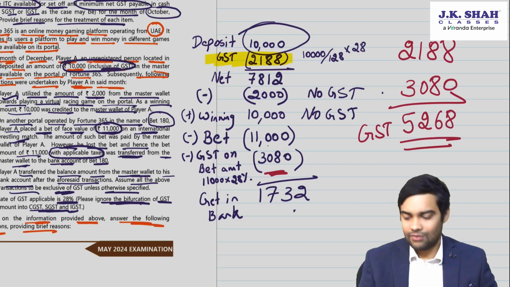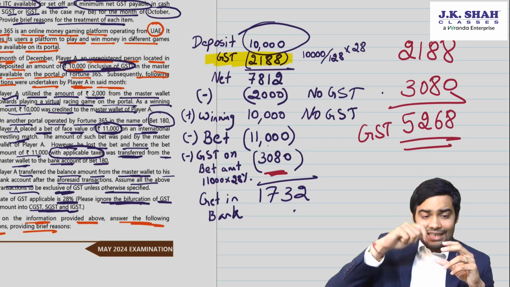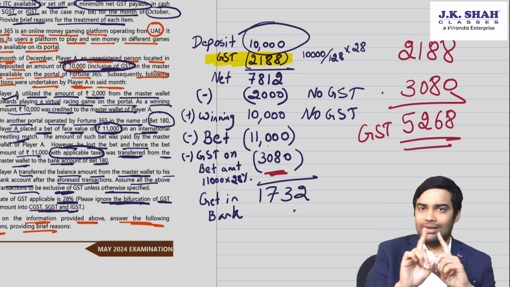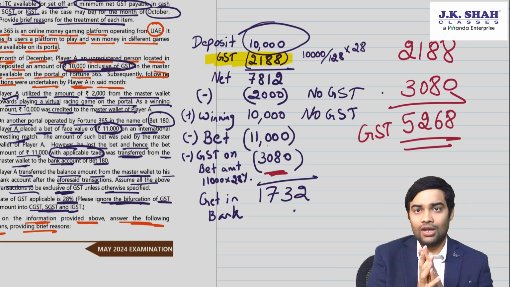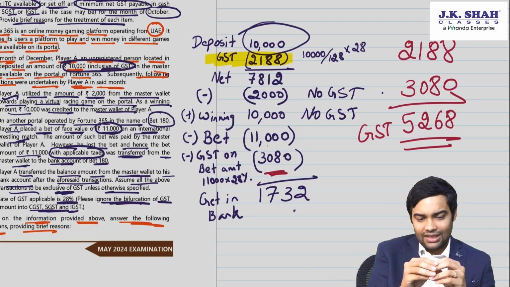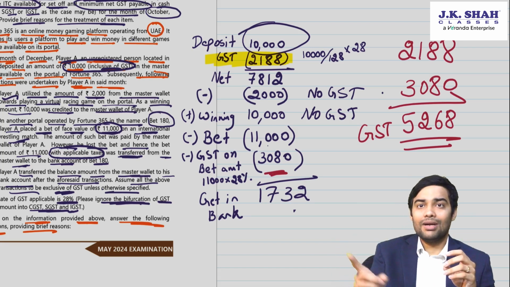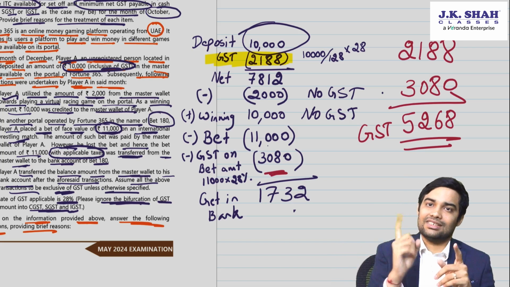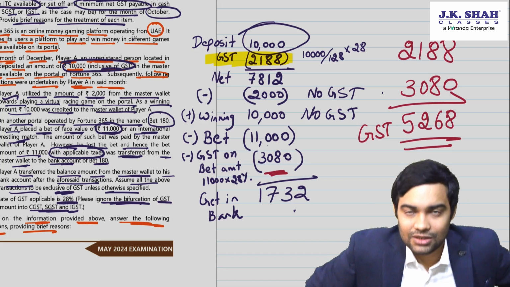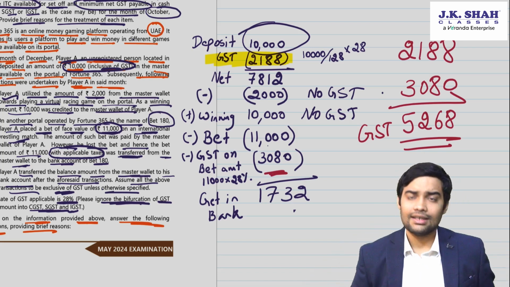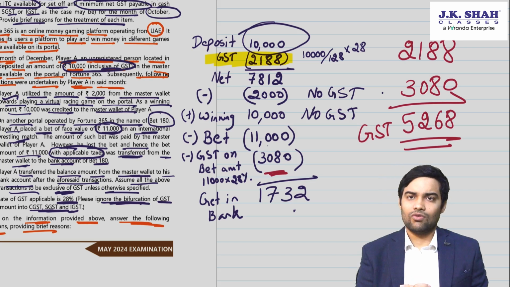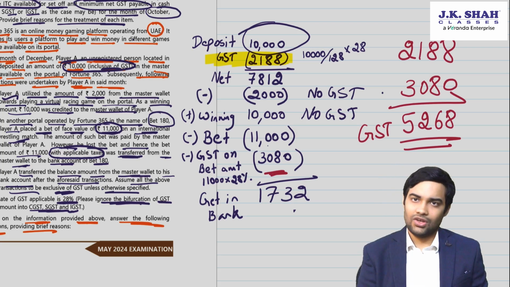Be very careful. If you win and keep investing again in the same online money gaming, then GST will not apply. But if you win and use it for some other bet on some other app, then that's a betting transaction. Betting face value is liable to GST. So a very good question where the institute has mixed online money gaming and betting provisions. Really important for your examination.